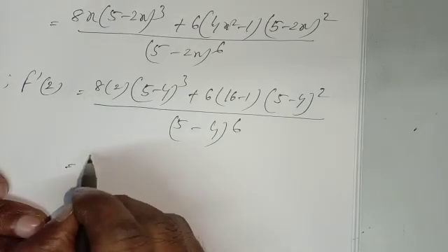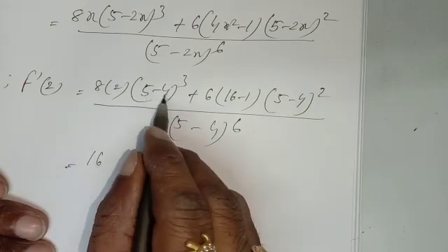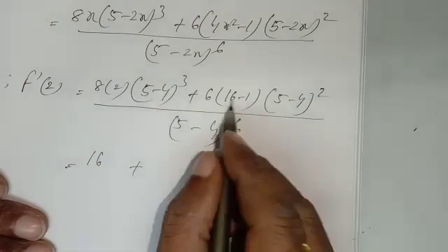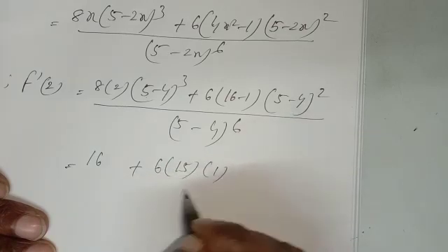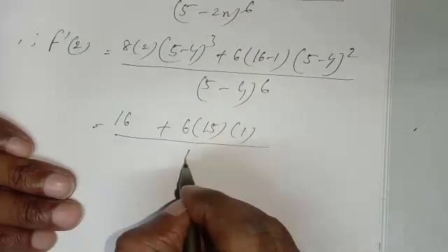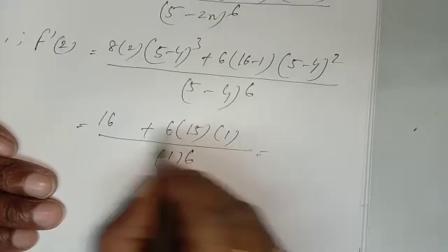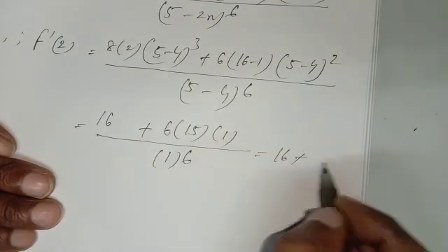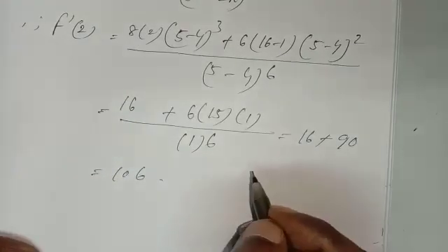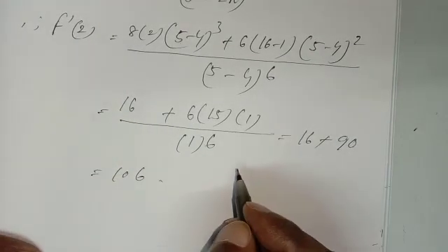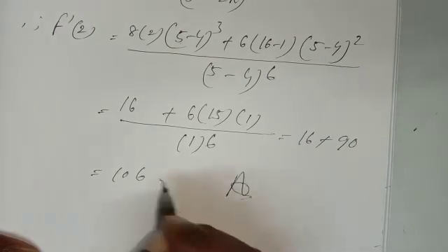How much are you getting? 16. 5 minus 4 is 1, 1 cube is 1. And here 6 into 15, and this is 1. Downside is 1 to the power 6, which means 1. And 16, plus 15 times 6 is 90. That is coming 106. So what is the answer? 106 is the answer. I think it is clear for you.